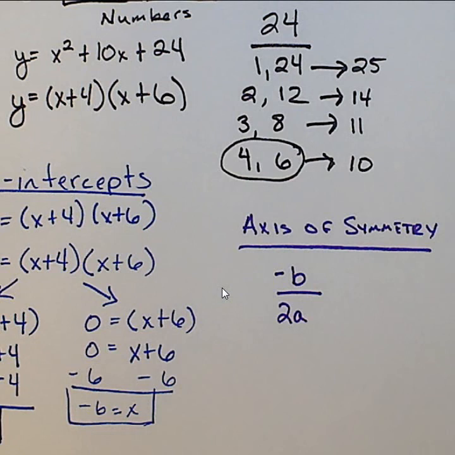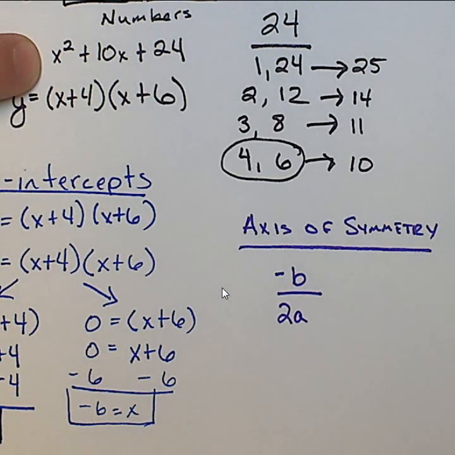I let the classes yesterday figure that out on their own. We talked about it, but in order to get where we need to be, I'm just going to tell you that that's the formula we use to find the axis of symmetry. So if I look back at this equation, which one of these is my b value? Is it the one that's in front of the x squared? Is it the 10 that's in front of the x? Or the 24 that's by itself?